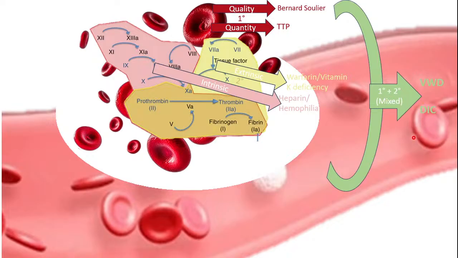However, in DIC, we have consumption of platelets, and because of that, there is a lot of coagulation in the body, so we have a consumption of platelets, and we also have consumption of coagulation factors.